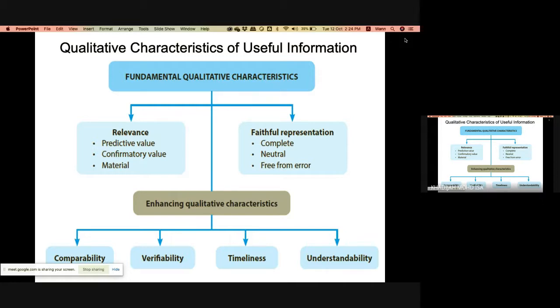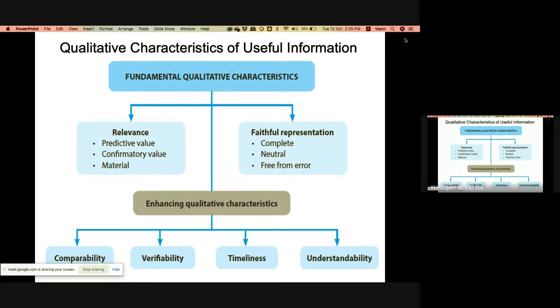It means that the information provided must be relevant. If information is not relevant, then it's not useful. You can provide information, but if the information is not relevant, it's not useful for that time. It's not that you're providing useful information, if it is not relevant at that time. And also, when talking about relevance, there is the idea of predictive value, which means that based on the information provided, can you make a prediction of what's going to happen?